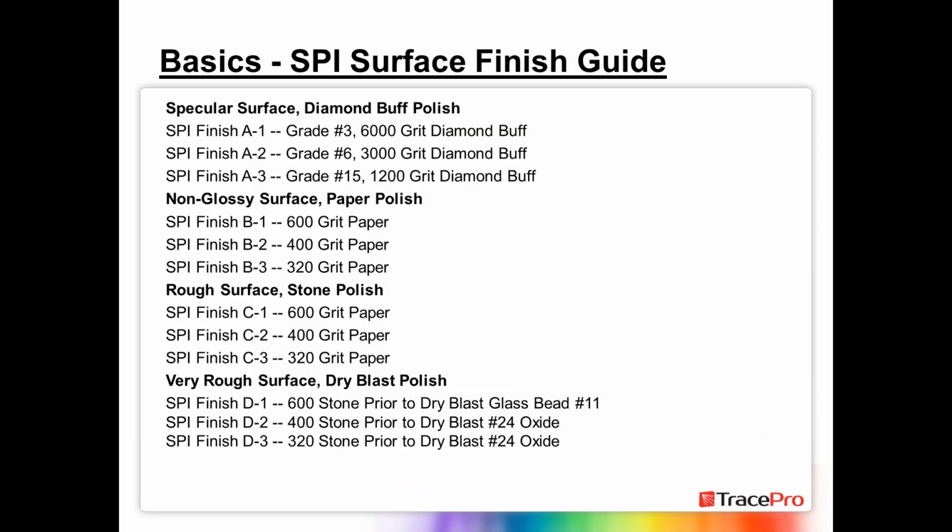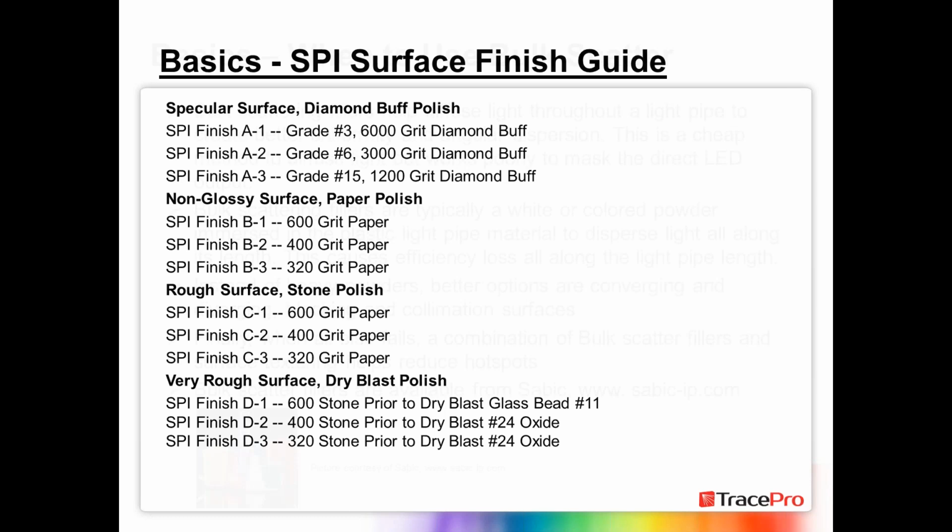So how do they create these different types of surface finishes? Well, if we're talking about an A1 type finish, they're going to do a grade number 3 diamond buff polish with a 6,000 grit diamond buff afterwards. You can see a very rough surface down at the very bottom in the SPI finish D3. That's done with a stone, and then a dry blast with number 24 oxide. So these are the types of finishes that they create, and this is how they do it.